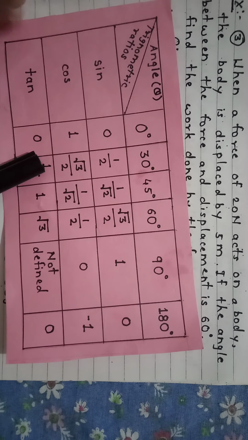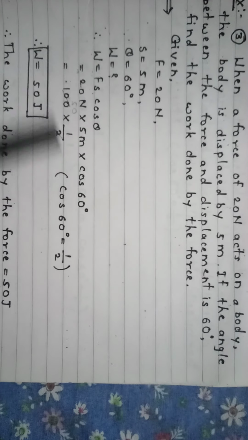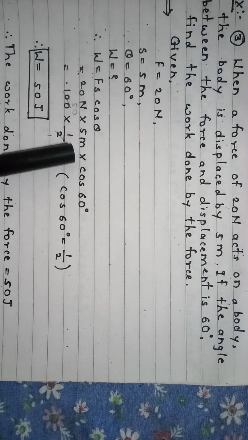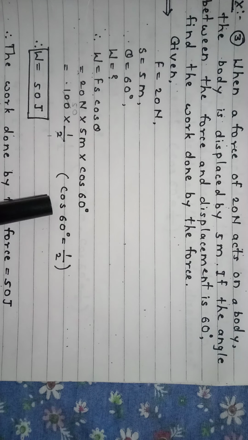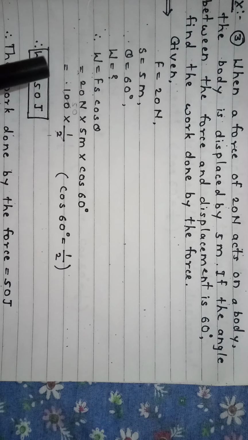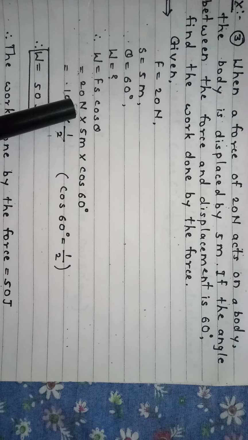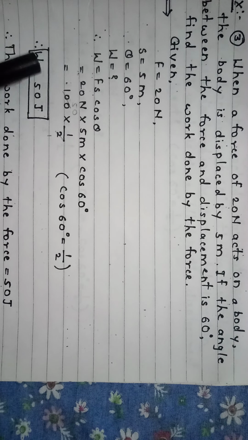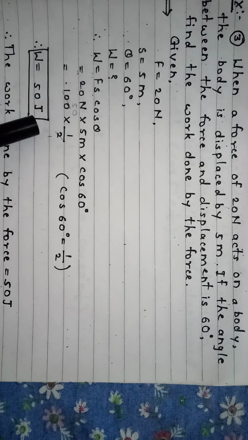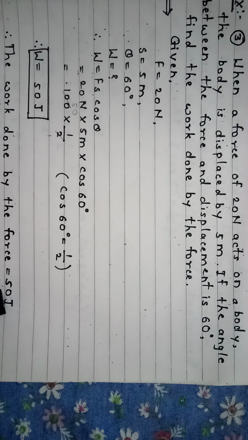So this cos of 60 degree, 1 upon 2, we have to put in this equation, that is 20 Newton into 5 meter into cos of 60. So instead of cos of 60 we are going to put now 1 upon 2, which is equal to 100 into 1 upon 2. So here this 2 will divide to 50. So 2 ones are 2, 2 5s are 10, 0 as it is. Therefore W is equal to 50 joule. Therefore the work done by the force is equal to 50 joule.